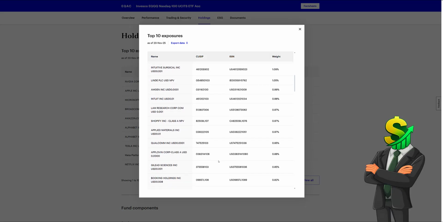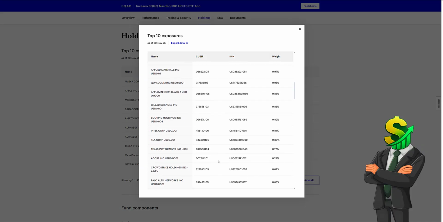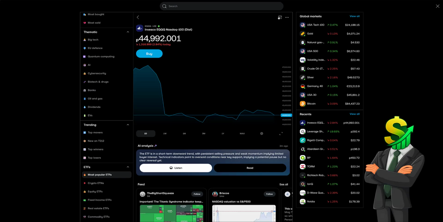So, what actually is EQQQ? EQQQ is simply the UK investor-friendly version of the Nasdaq 100 ETF. It's created by Invesco and it's designed to track the Nasdaq 100 as closely as possible.